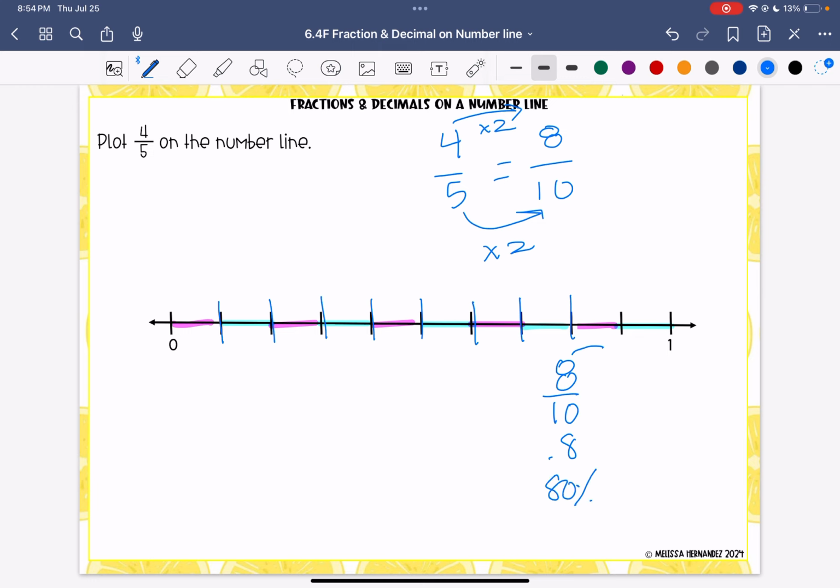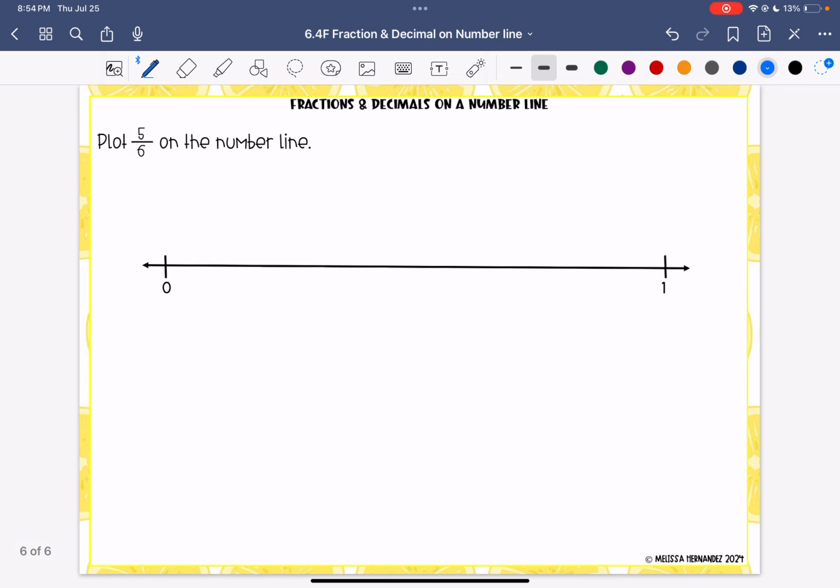If we want to go ahead and simplify this, it would be 4/5. All right, let's do one more. It says plot 5/6 on the number line. Now on this one, we weren't given any. We have to come up with this ourselves.